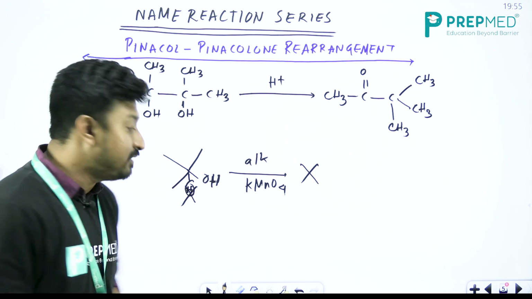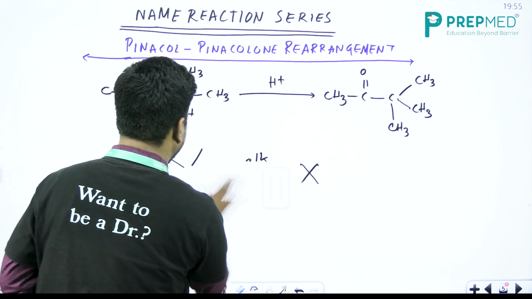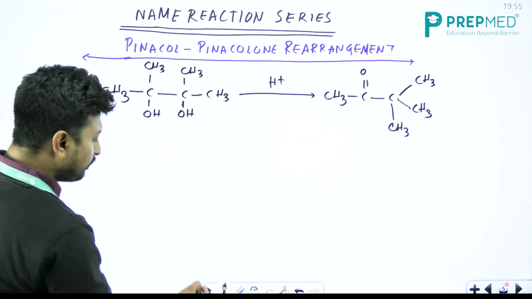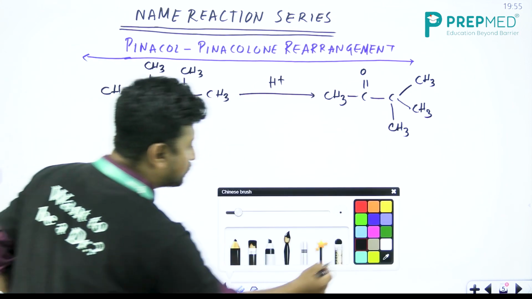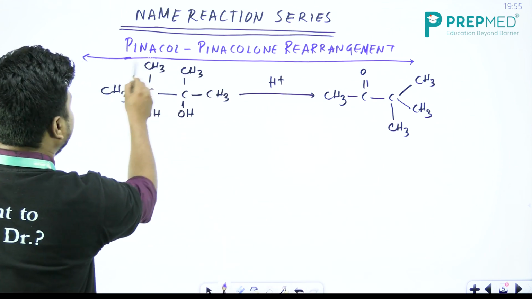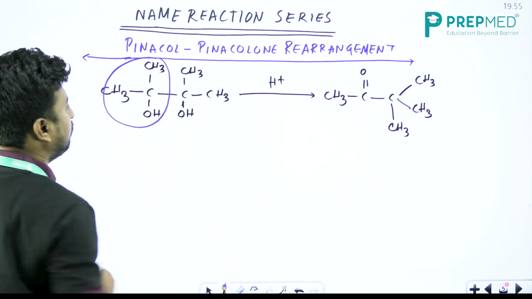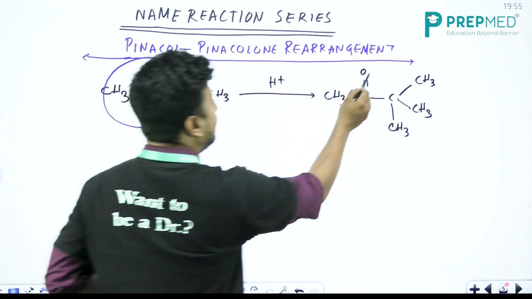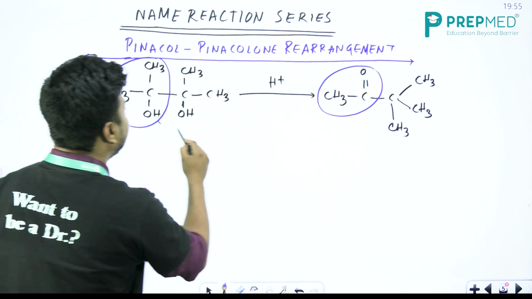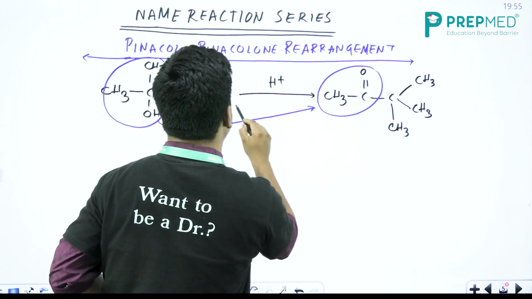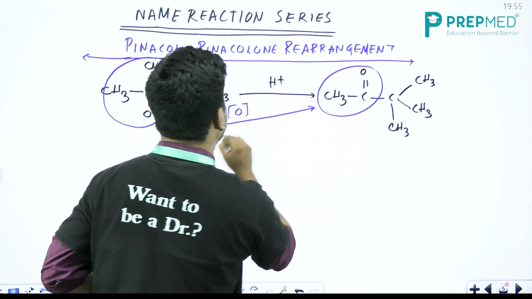How can we do that? Let's explain. Now see, the difference between these two structures is basically, here we have an alcohol, a tertiary alcohol, and here we have the corresponding ketone. So what can we say, beta? We can say this part is basically an oxidation.